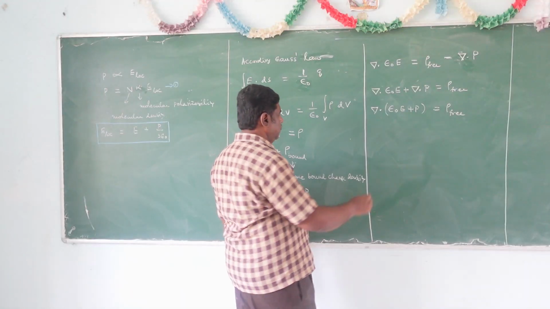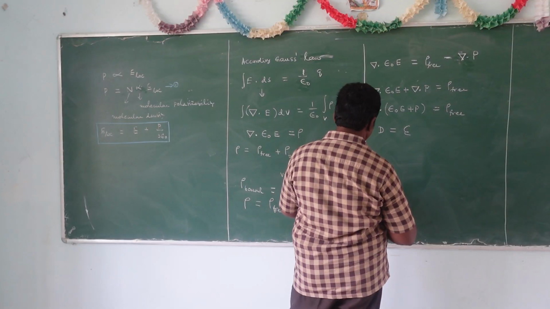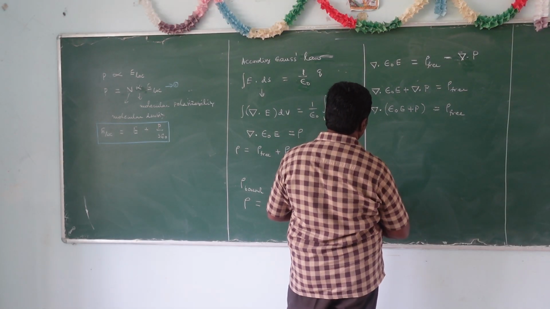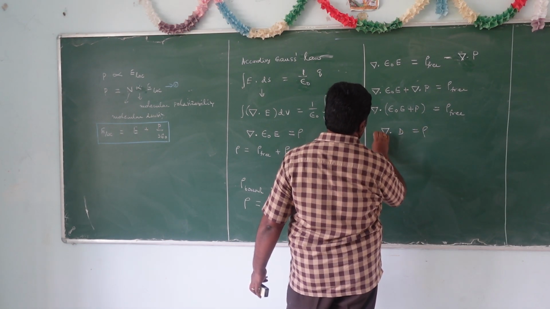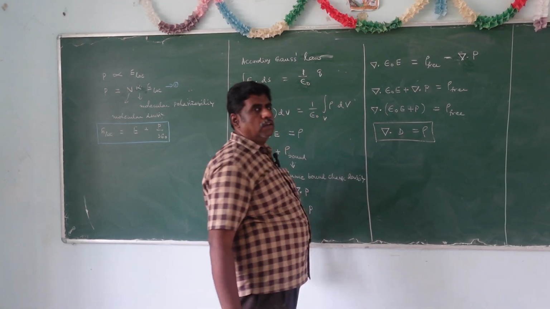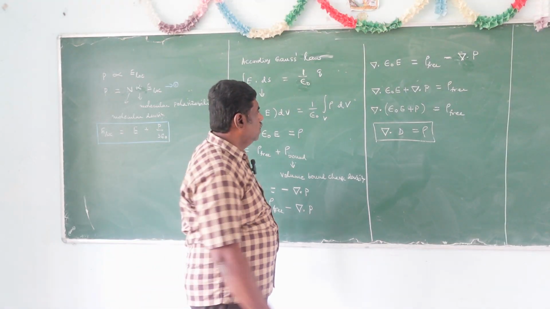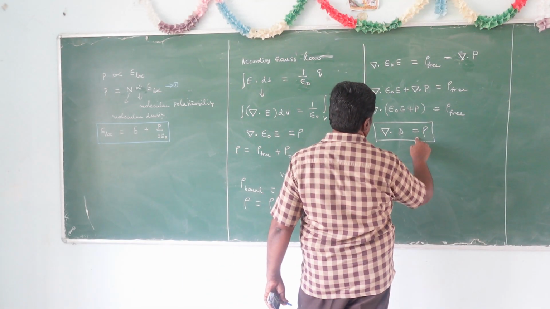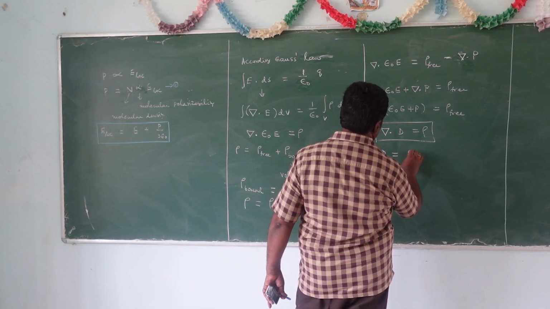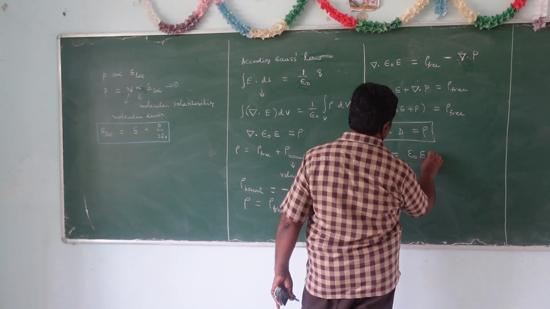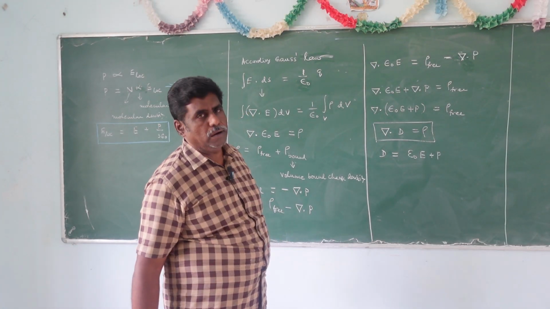According to Maxwell's field equation, the divergence of the displacement vector D is equal to rho. This is our Gauss law in electrostatics, the first Maxwell's field equation. If you compare these two equations, we may write the displacement vector D equal to epsilon naught E plus P. This is the value of the displacement vector.